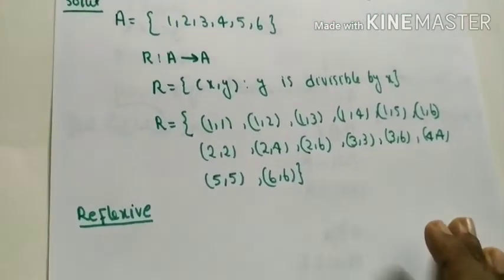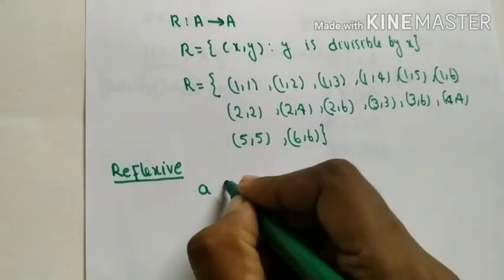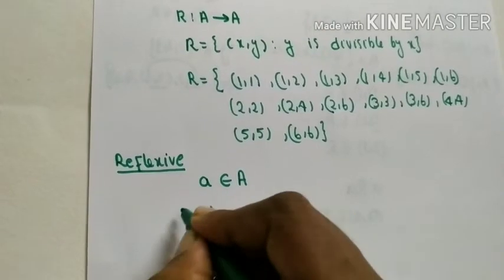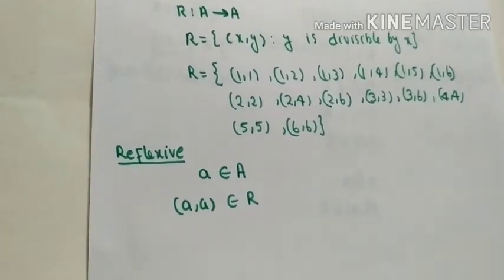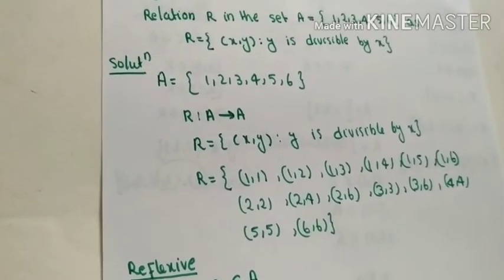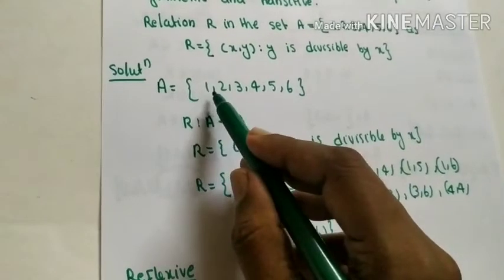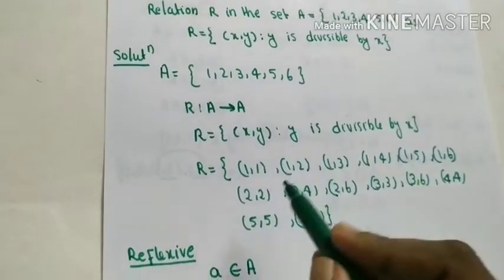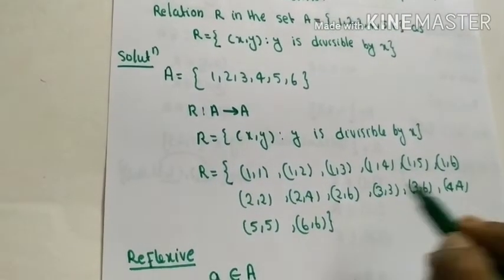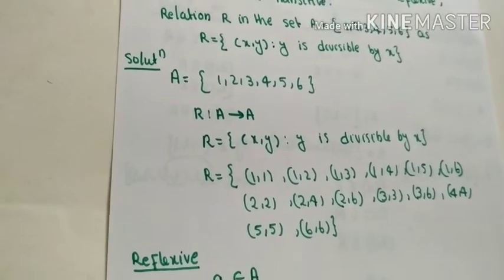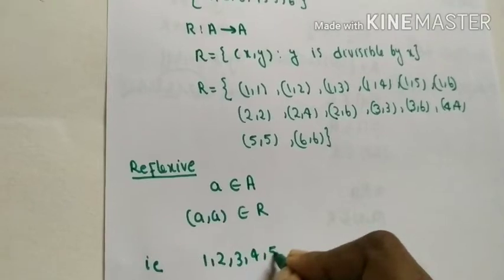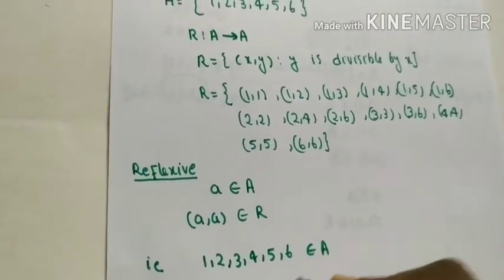So what is the condition for reflexive? If a is an element of A, then (a, a) is an element of our relation. If we observe here, every element in set A has ordered pairs (1,1), (2,2), (3,3), (4,4), (5,5), (6,6). That is, 1, 2, 3, 4, 5, 6 are elements of A.